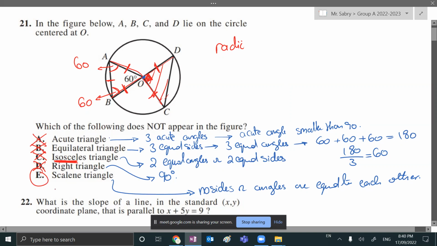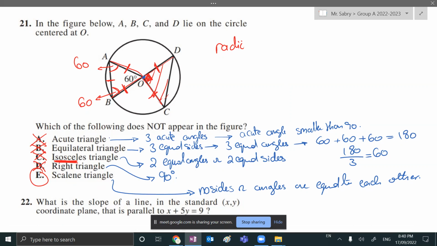So the only option is scalene. There are no scalene triangles in this shape at all. All the triangles here have either the same sides or the same angles, or the three sides are equal to each other. Does that make sense?